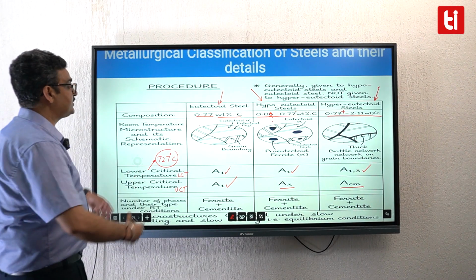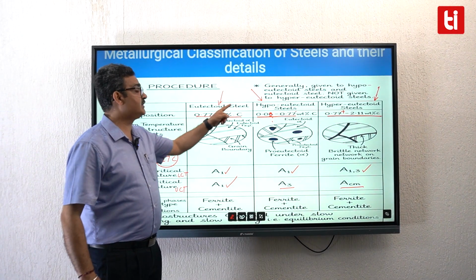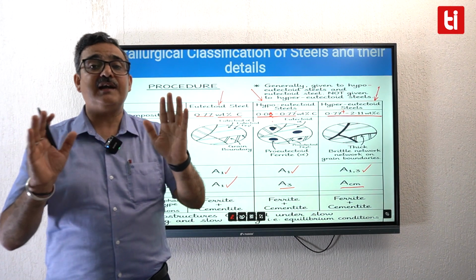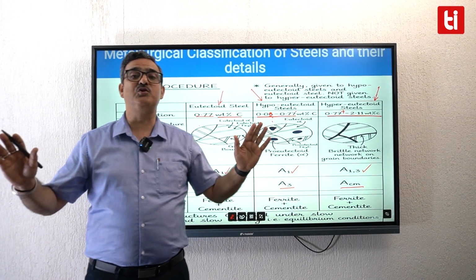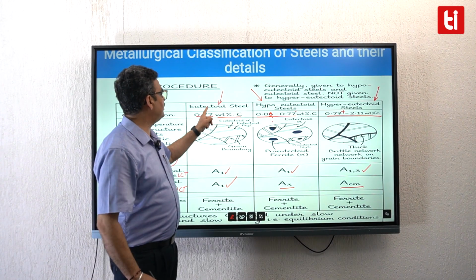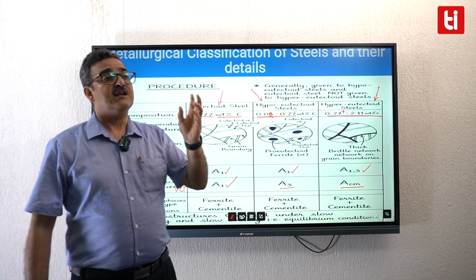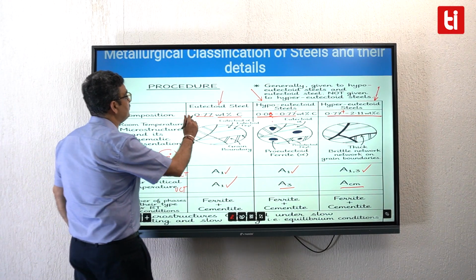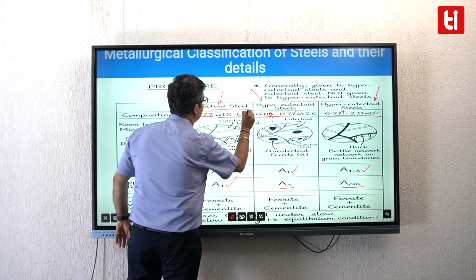And what is the room temperature microstructure? Why did I say eutectoid steel is the metallurgically most simple steel? Because it does not have any pro-eutectoid constituent. Every other steel which is not eutectoid will have some pro-eutectoid constituent also. So what is the room temperature microstructure of a eutectoid steel?